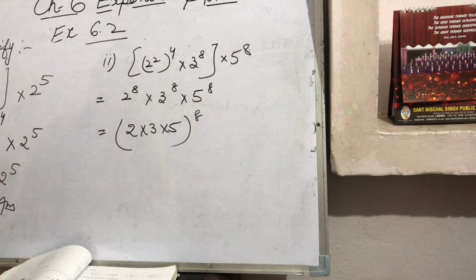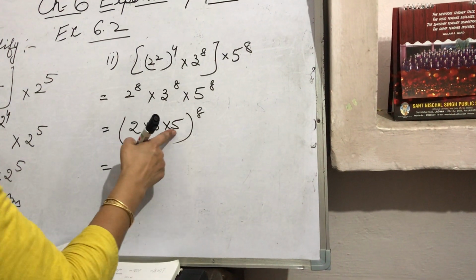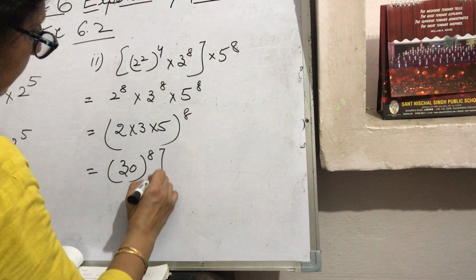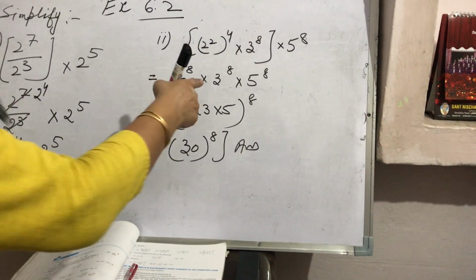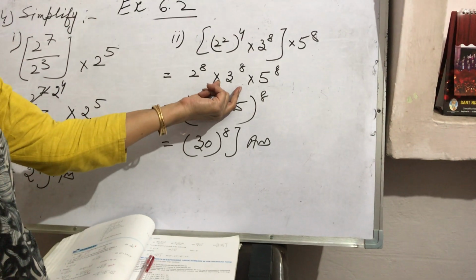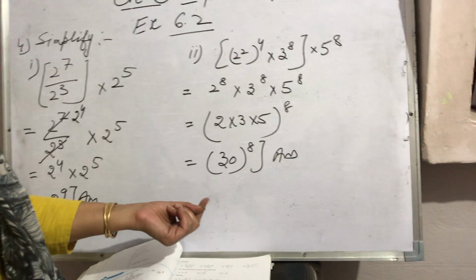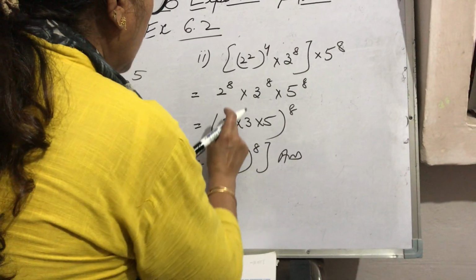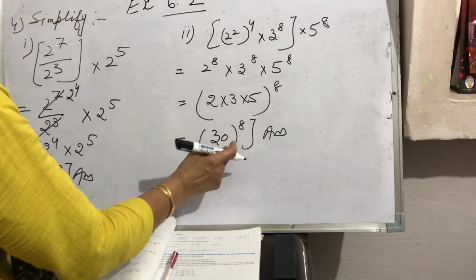Power can be taken common. So now multiply, 2 3s are 6 and 6 5s are 30, raised to power 8. This is the answer. If same powers are there and multiplication is there, only in case of multiplication we will take common power. If addition or subtraction is there, then we cannot take power common. So while taking power common, answer will be 30 raised to power 8.